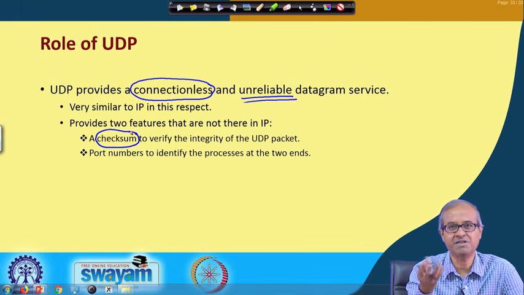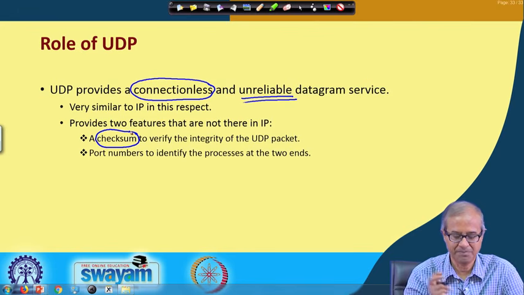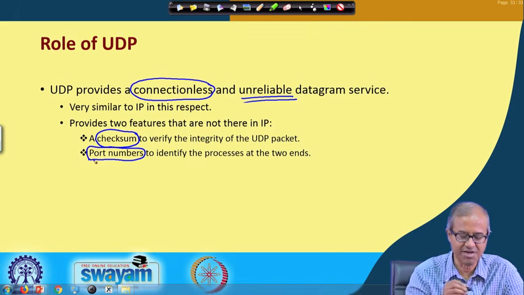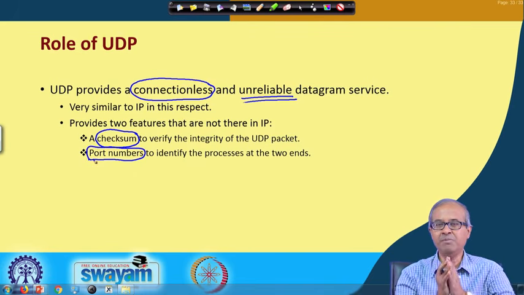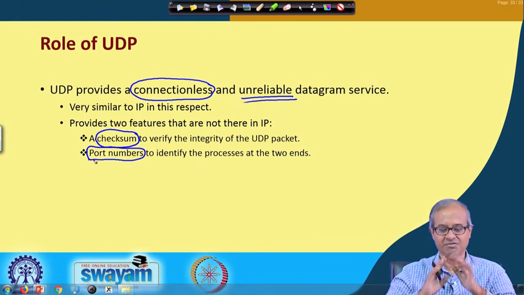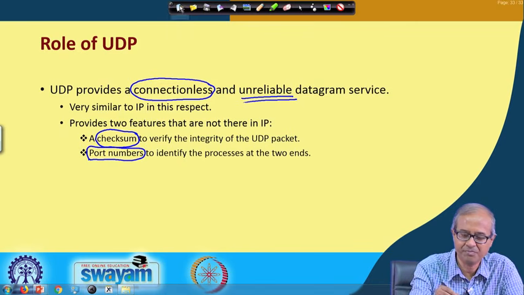If there is some corruption, there will possibly be a checksum error, and there is something called port numbers which are also added. Port numbers actually identify the user processes that are interacting with this UDP or TCP. We will talk about this.